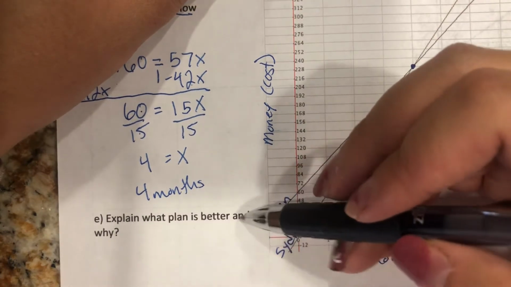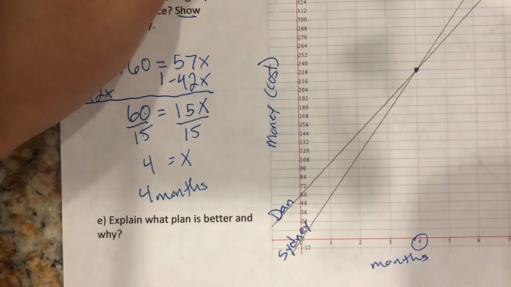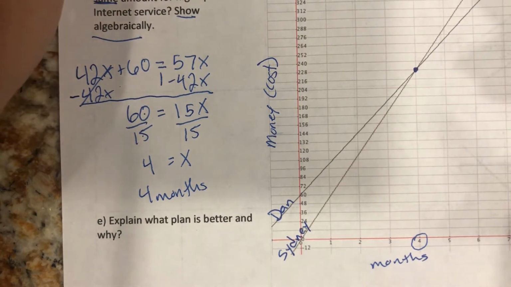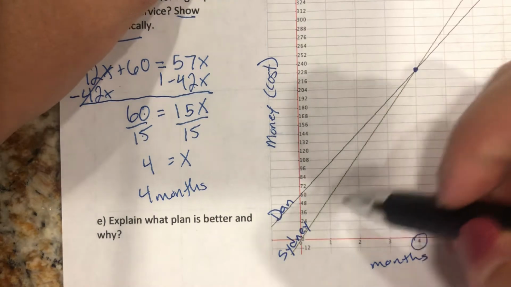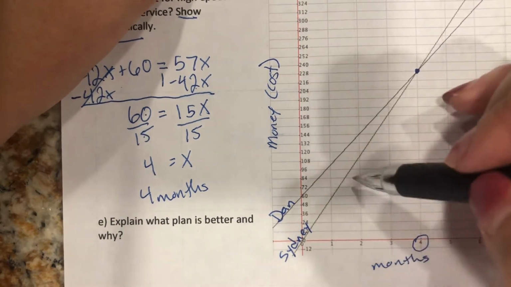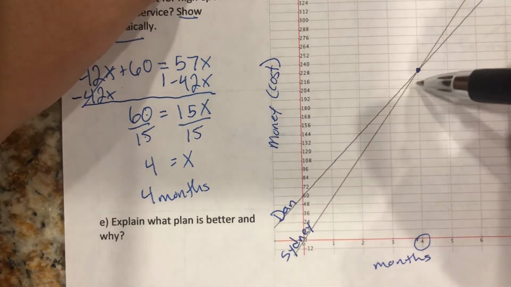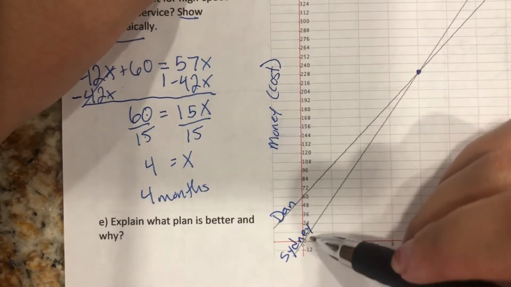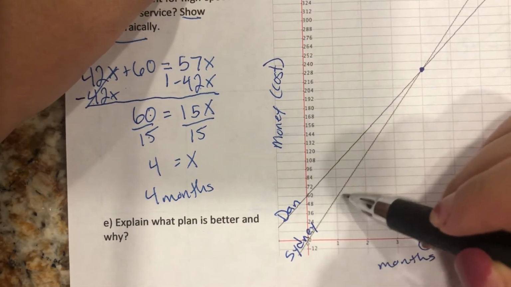Explain what plan is better and why. So it kind of depends. Are we only going to have high-speed internet for, like, think of it right now. Maybe your parents only want high-speed internet for the next few months before school starts. If that's the case, I want the least expensive one, so the bar on the bottom, if it's from now until school starts. All right? So that would be Sydney's.